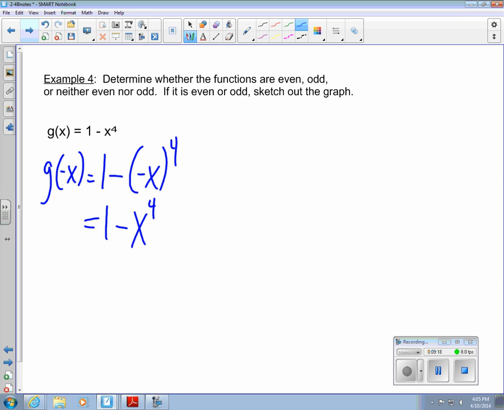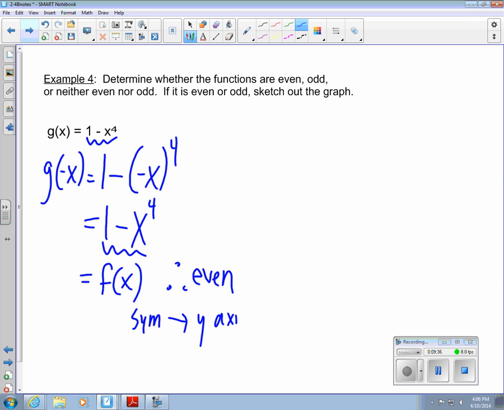All right. And if you'll notice, 1 minus x to the 4th is our original function. So this is equal to f of x, which lets us know that this function is even. And what do we know when the function is even? That it's symmetric to the y-axis, and that we have points (x, y) and also points (negative x, y).